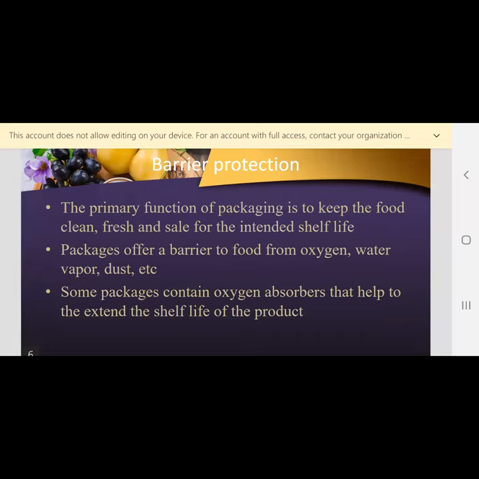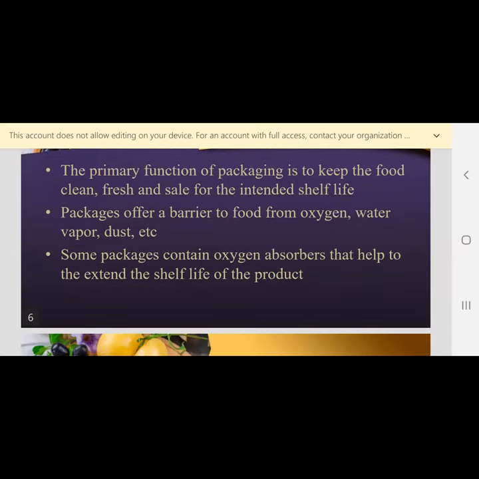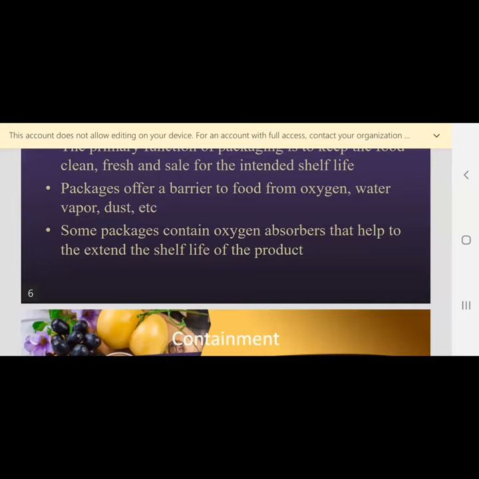So the package acts as a barrier for food from oxygen, water vapor, and dust from outside agents. Some packages contain oxygen absorbers also, because some foods are much more prone to microbial contamination, as they are very low in moisture content. Some manufacturers use the oxygen absorber because if any oxygen leaches through the OTR property of the packaging material, the oxygen absorber will minimize the effect of the presence of oxygen.